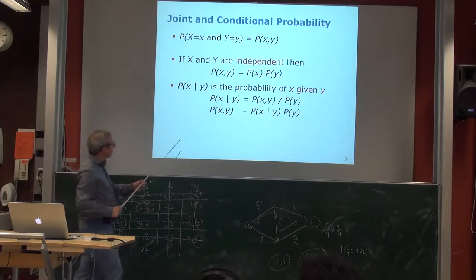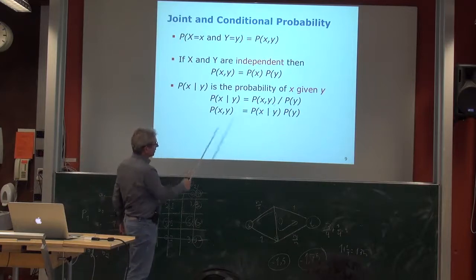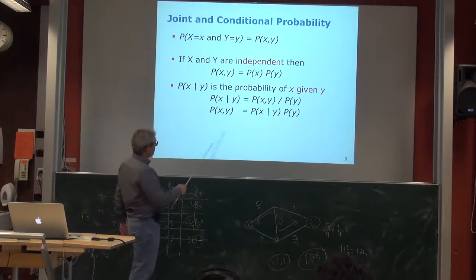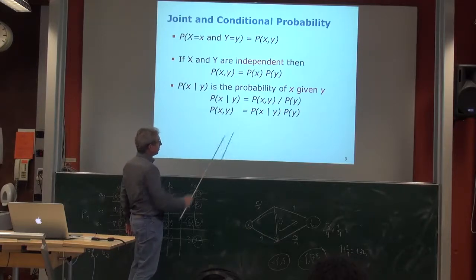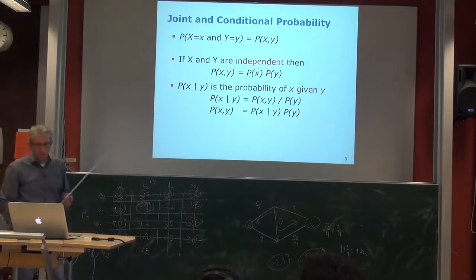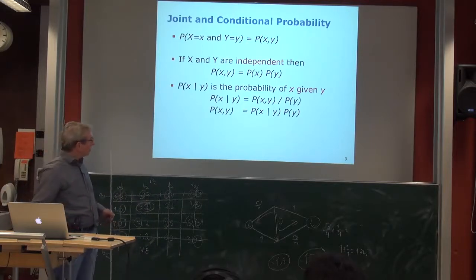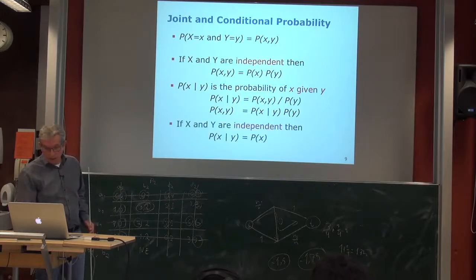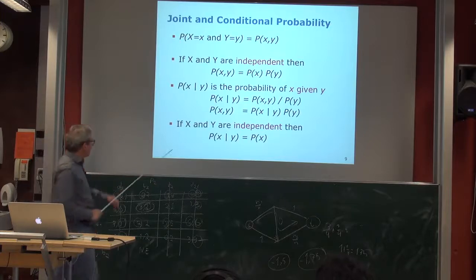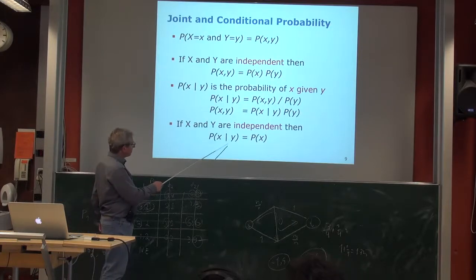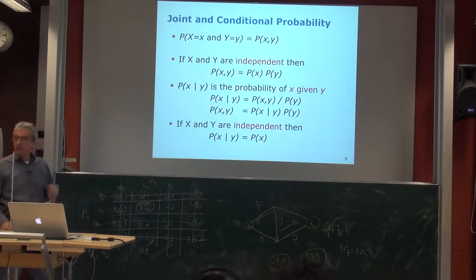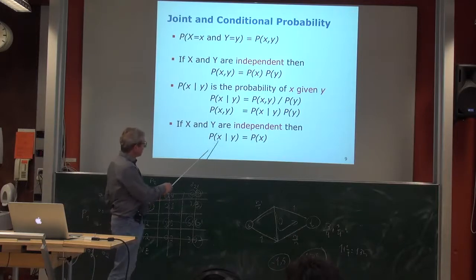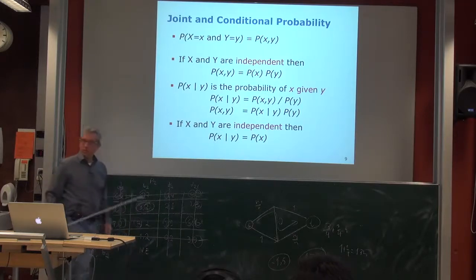On the other hand, you can just multiply this equation by p of y, which is nicer because p of y could also be 0. And we have p of x and y is p of x given y times p of y. So this is basically the definition of the conditional probability. And obviously, if x and y are independent, meaning that the information of y doesn't tell us anything about x, that basically means that p of x given y equals p of x.